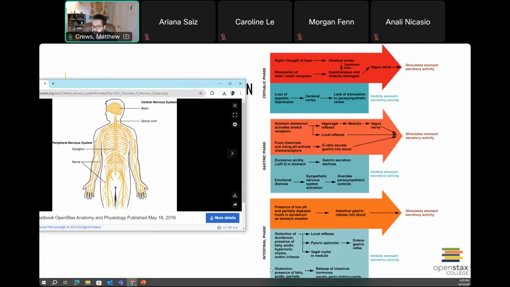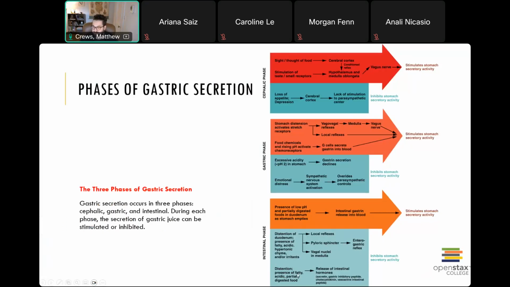Okay. The distension and presence of fatty acidic or partially digested food will also release intestinal hormones as well. So secretin, gastric inhibitory peptide, CCK, vasoactive intestinal peptide. All of these hormones that are released will inhibit stomach secretory activity as well. Okay, so negative feedback loop. Okay. All right. Any questions?